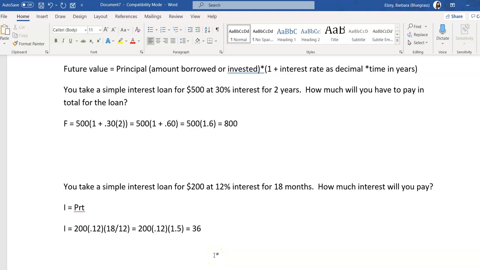Now, if this went on to ask us how much in total we're going to pay, we could, even without using the formula, just go, okay, I'm paying $200 for the loan plus $36 interest. It's $236 in total that I will pay for this loan.